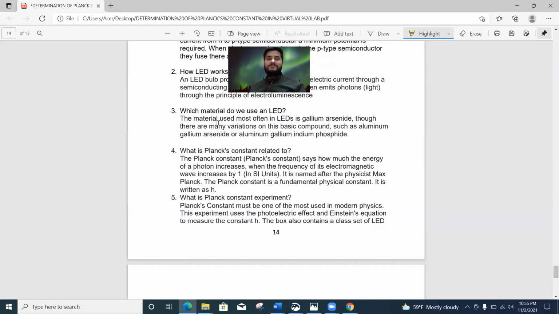Next, which metal is used to make an LED? This is a curious question, so I took it from a network and kept it here. The material used most often in LEDs is gallium arsenide, though there are many variations on the basic compound, such as aluminum gallium arsenide and aluminum gallium indium phosphide.